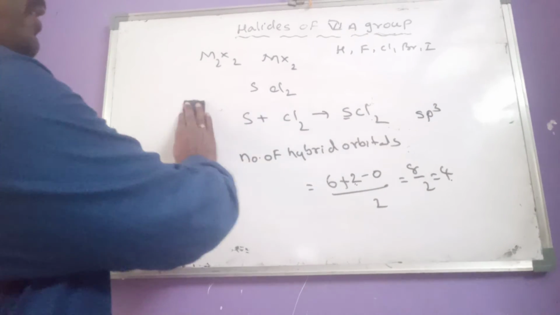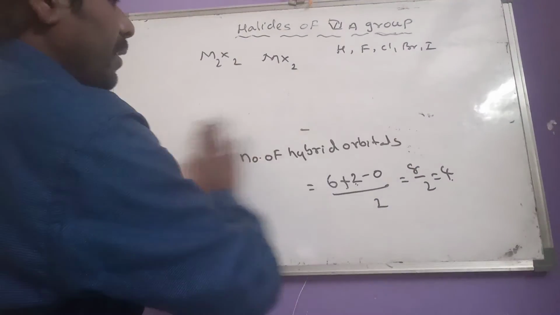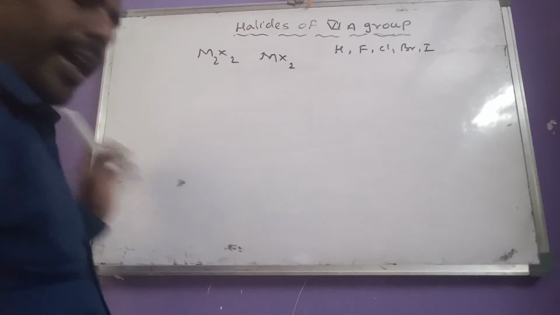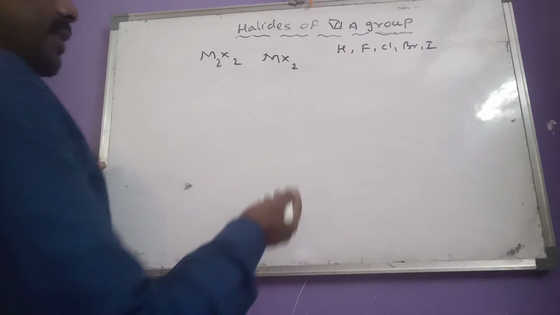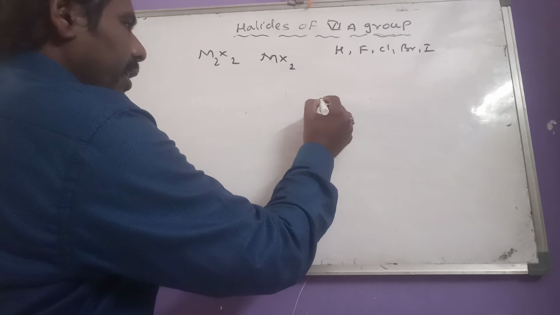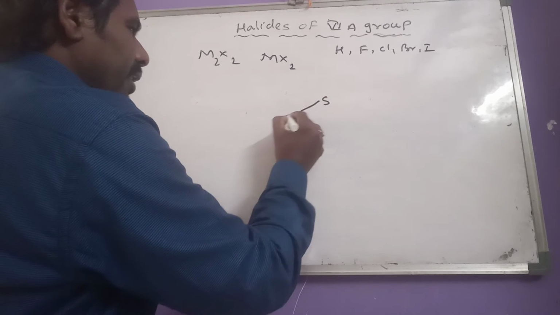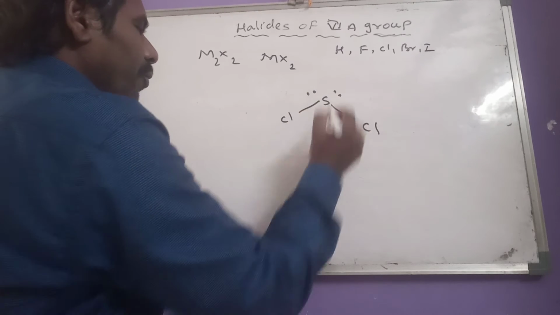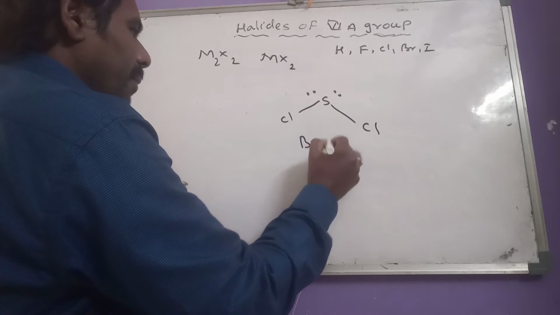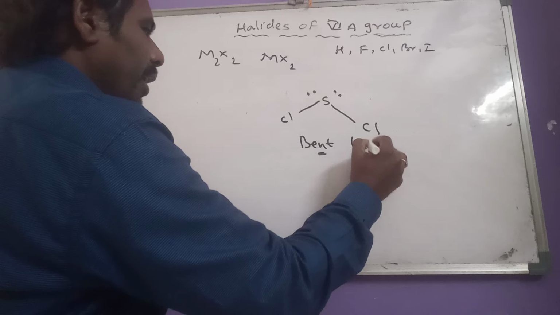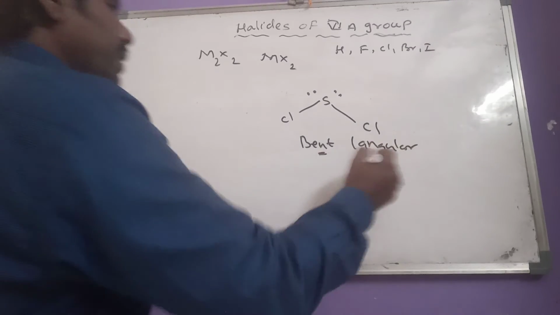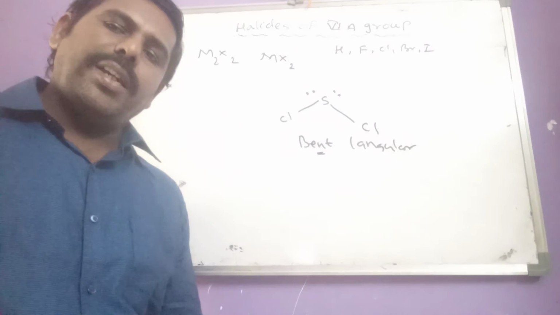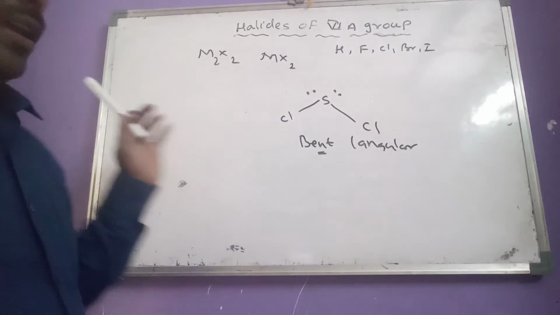So due to the presence of 2 lone pairs of electrons, this SCl2, or the dihalides of chalcogens, have a bent structure. So this is sulfur and chlorine. Here one lone pair, here one lone pair. What is the geometry? Bent or angular geometry. So this is the structure of dihalides of chalcogens. So this is regarding dihalides.